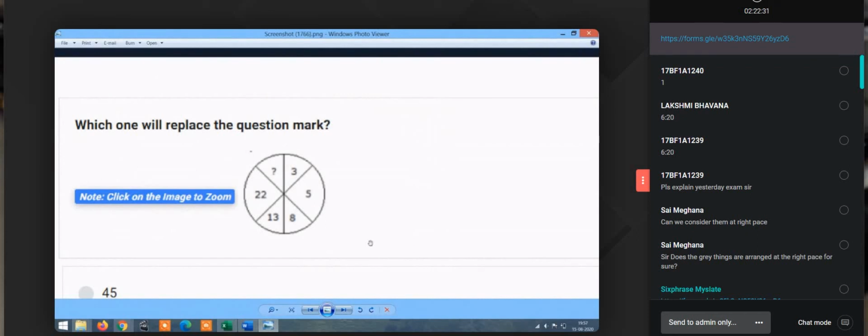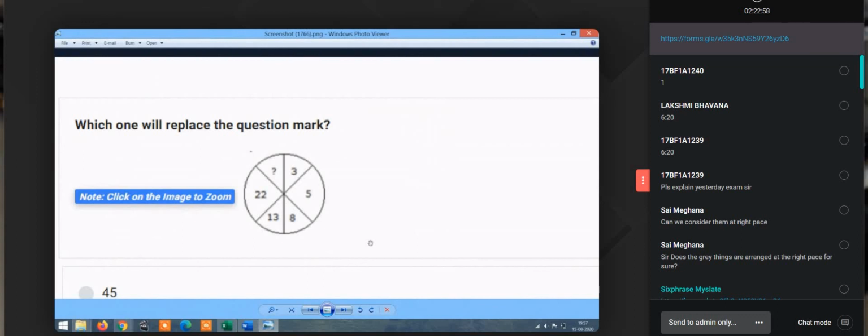How many numbers are there between 3 and 5? Only one number, 4, right? So just keep that in mind. How many numbers are there between 5 and 8? 6, 7, 2 numbers. Yes, so just keep that in mind. How many numbers are there between 8 and 13? 9, 10, 11, 12. 4 numbers.